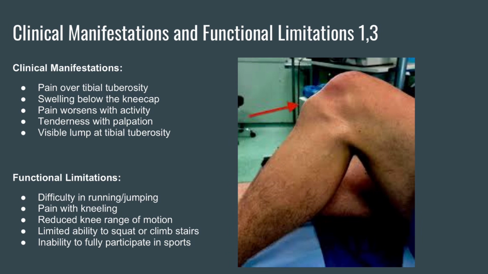with it being partially named jumper's knee, it's going to have difficulty with running and jumping. You don't want to put weight on it directly with kneeling and everything. That's going to cause a lot of pain. It's going to reduce range of motion, especially with like the weighted extension. That's going to make it flare up a lot. And limited ability to squat or climb stairs, and inability to fully participate in sports.